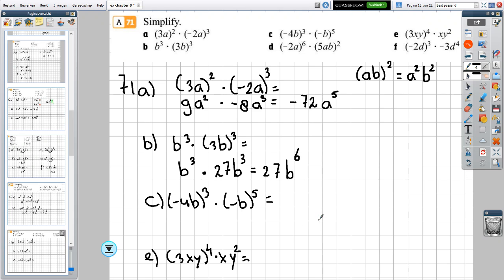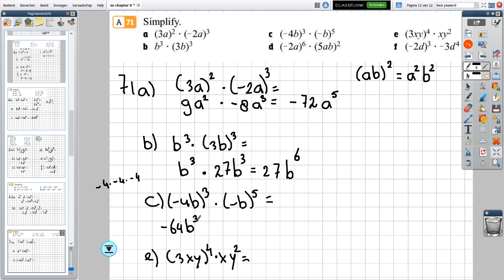At C, first try to do it by yourself. How am I going to start, what am I going to write down? I'll give you a couple of seconds to do this, or you can just pause the video, of course. Okay, what we're going to do is (minus 4) to the third power. It means minus 4 times minus 4 times minus 4, right? Like this. That's going to be minus 64.